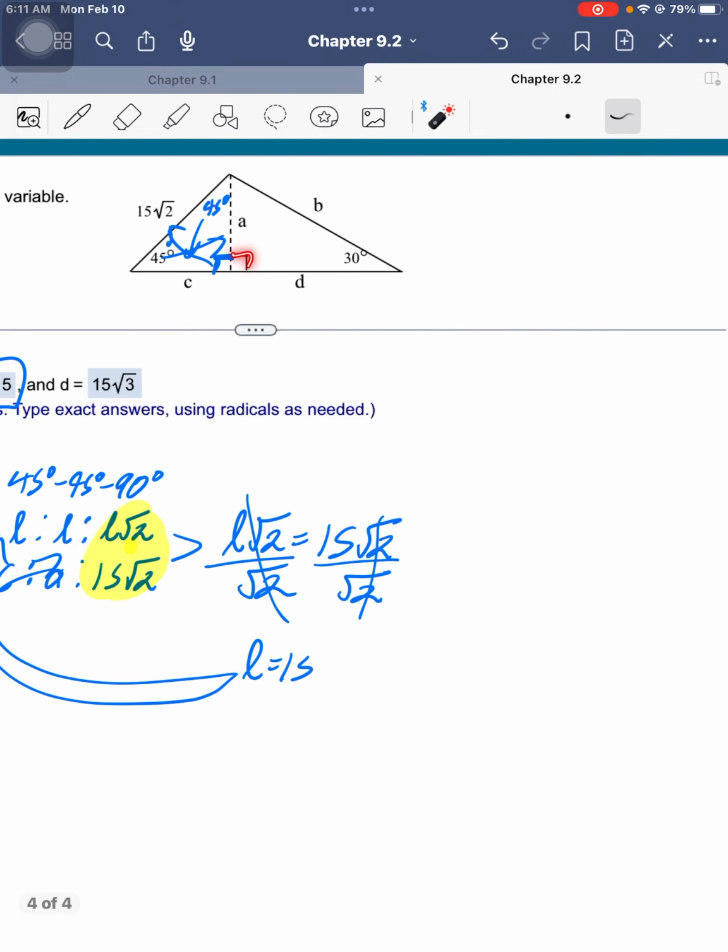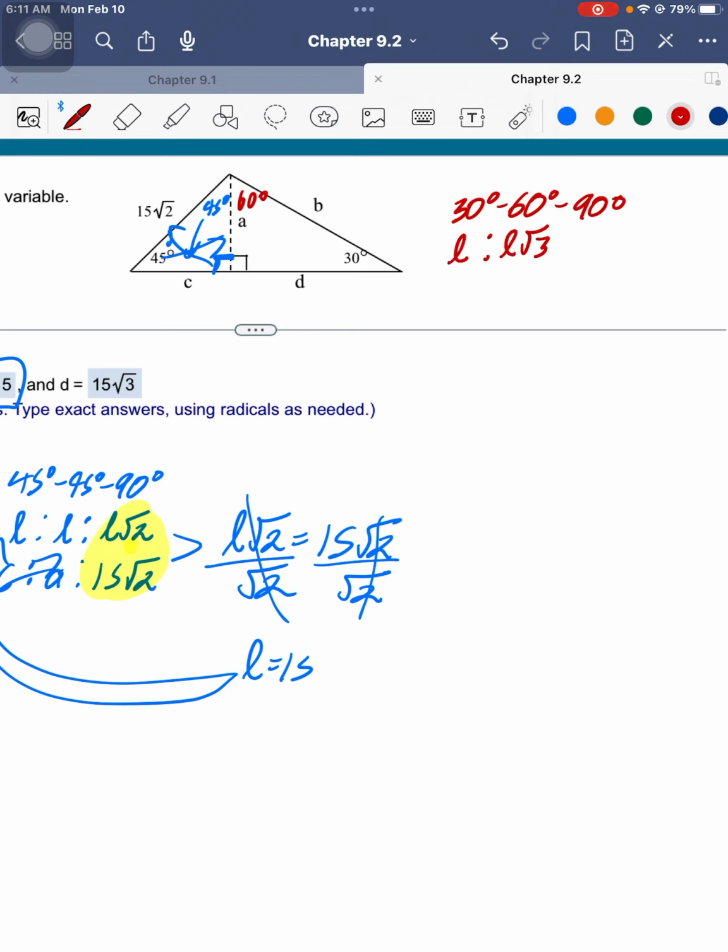Okay, let's do the next one. Okay, this is a 30, 60, 90 triangle. How do I know that? Because I have the 90 right here, the 30 right here, so this has to be the 60. Let's do it in red. So this has to be 60. So let's do 30, 60, 90. This is L. L square root 3 and 2L.